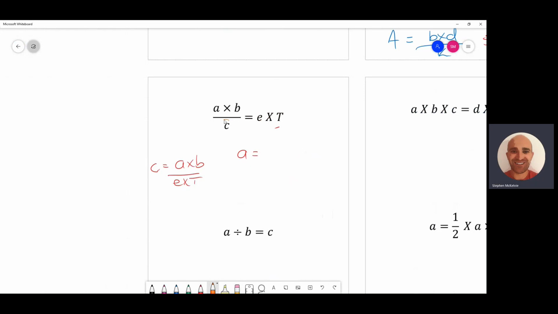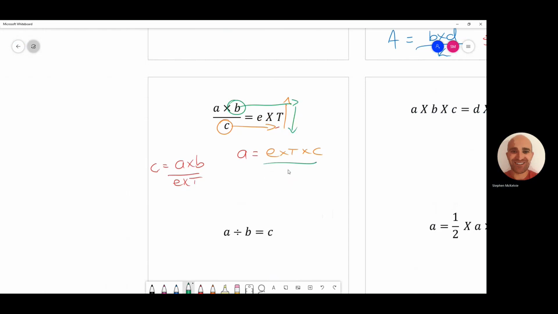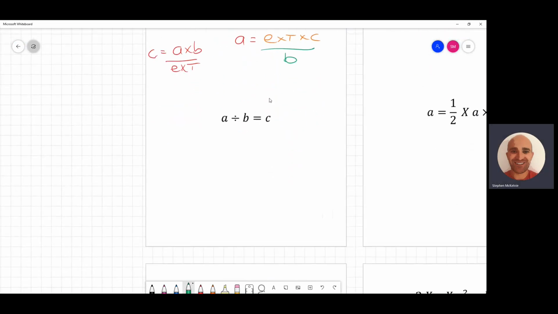So I'm going to move C first. C goes to the other side of the equals to, so then it goes to the other side of the line. So that gives me E times T times C. And I want to find out what A is equal to. So I need to move B, who's being awkward. Goes to the other side of the equals to, goes to the other side of the line. Divided by B. Here it's written a little bit awkwardly. A divided by B can be written like this, is equal to C.